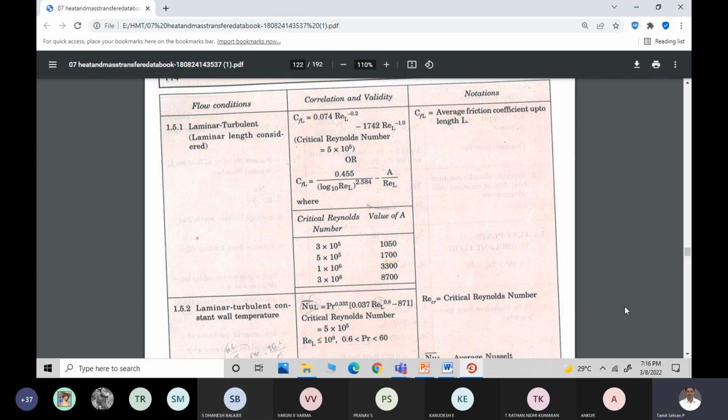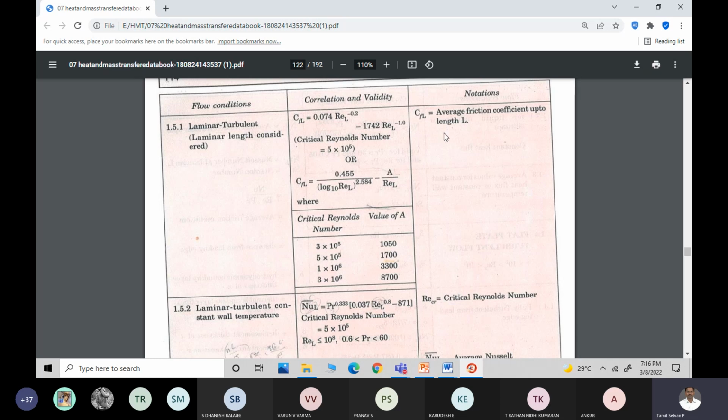Okay, so what is the Prandtl number? The Prandtl number is in between 0.6 to 60. Okay, and Reynolds number, we have to find out up to the total length L, and we can use this Nusselt number formula. This general expression we can use to find out average Nusselt number, Nu L bar.